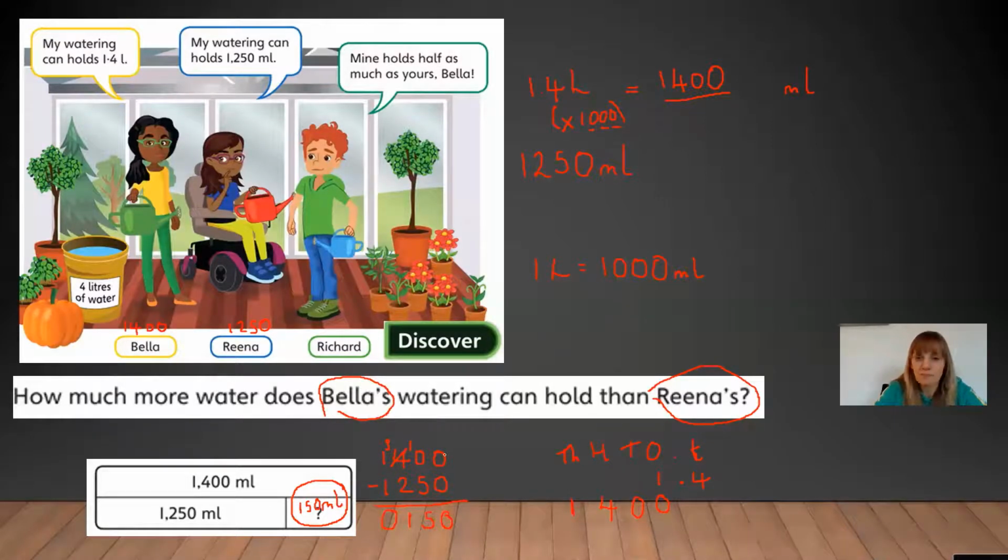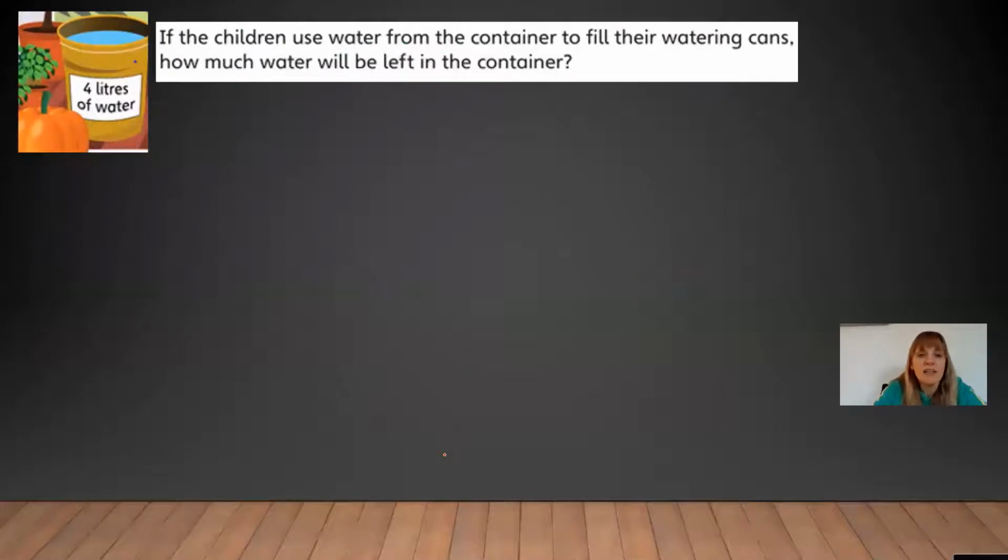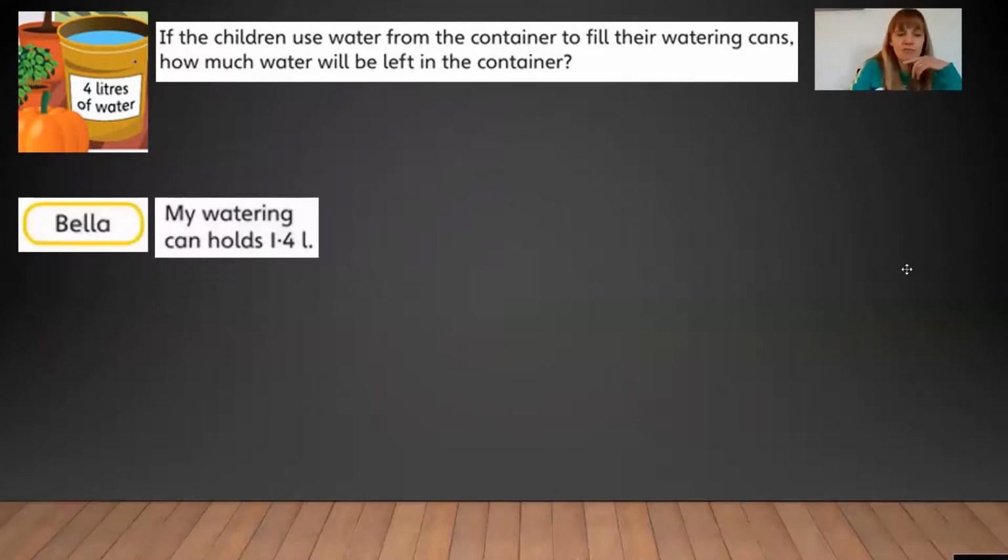Okay, so next part of our think together, it says, if the children use the water from the container to fill their watering cans, how much water will be left in the container? Right, so I've got to think here, because this is a little bit more of a two-step problem, isn't it? So first of all, we need to remember how much everybody has.